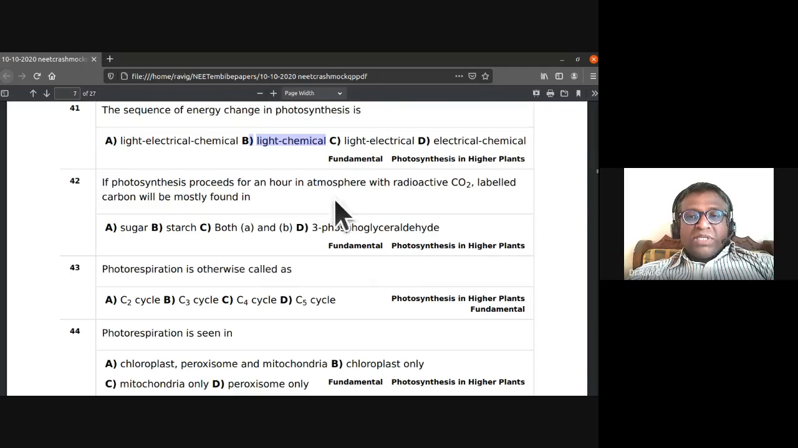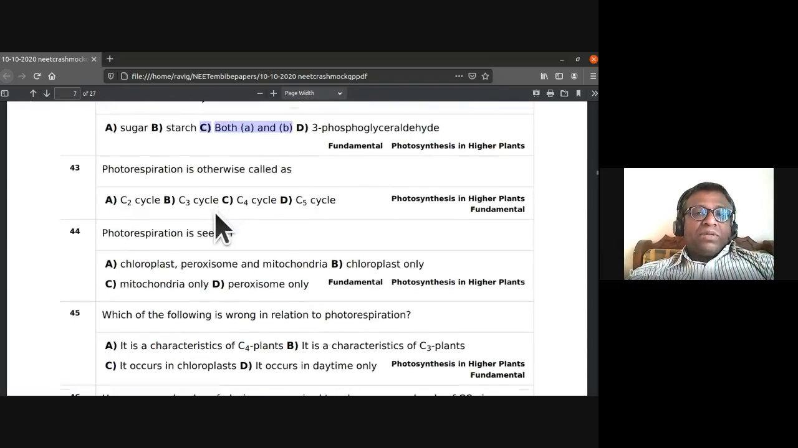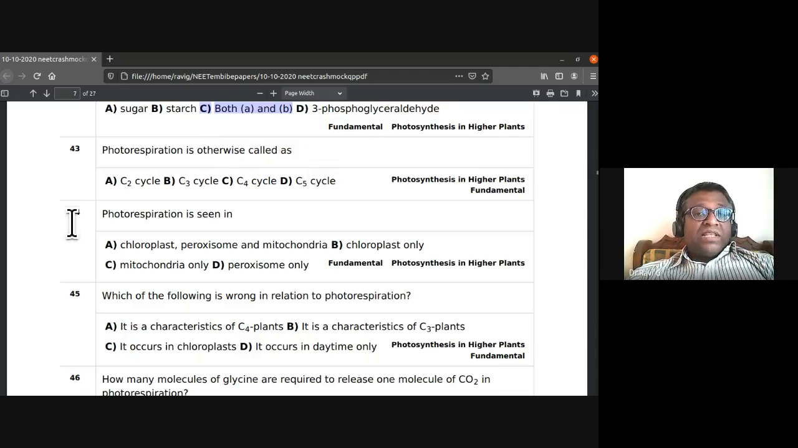If photosynthesis proceeds for an hour in atmosphere with radioactive carbon dioxide, labeled carbon will be found mostly in sugar and starch. So the answer is both A and B, that is, even in sugar and starch, you find the radioactive carbon. Photorespiration is otherwise called as C2 cycle. So 43rd, the answer is A, C2 cycle.